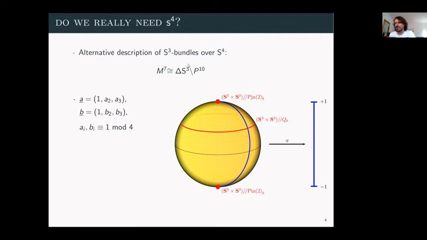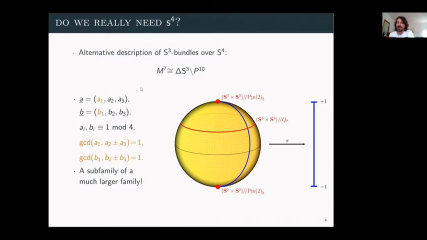But of course, now we don't care about S4 when we have this description of these manifolds. We don't care that they came from taking bundles over S4. And so this suggests that there might be a much larger family in the background. And indeed, that's the case. Well, what are you going to do? You're going to change these ones into some other parameters. And so that's what we do. We allow 2 more parameters.